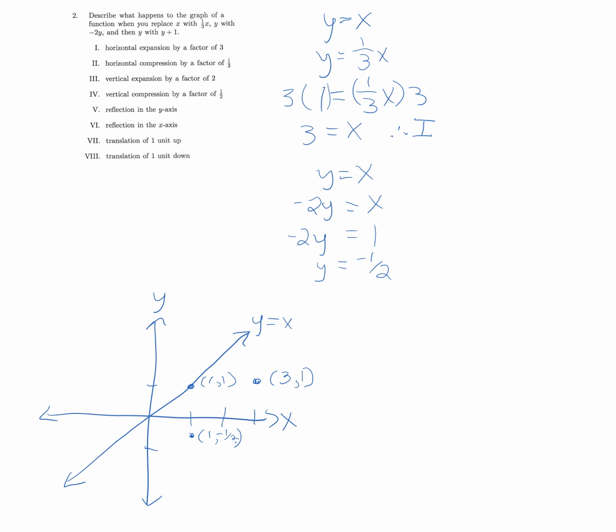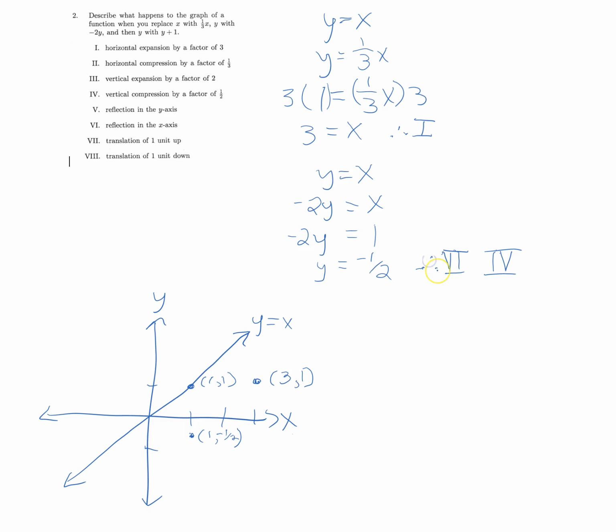x equals 1, y equals -1/2, which is down here. So in this case, we can see what's happened is we've done a reflection in the x-axis, which if we look at our question is 6. But what we've also done is a compression, and we've done a vertical compression by a factor of 1/2. So that's 4 as well.